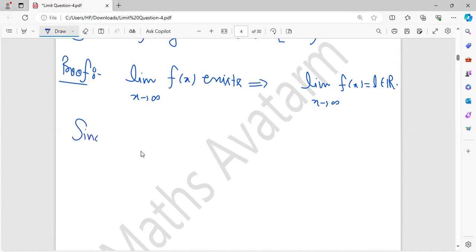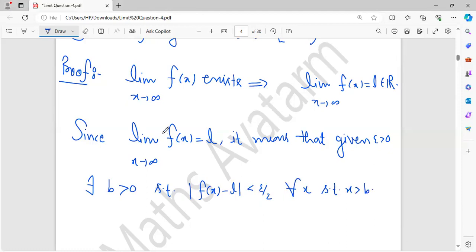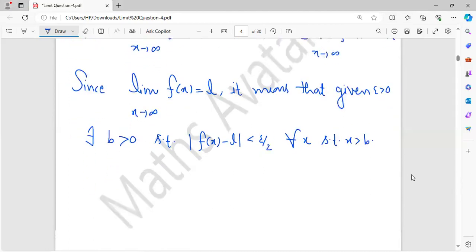Since the limit of f(x) as x tends to infinity is equal to L, it means that given epsilon greater than 0, there exists b greater than 0 such that |f(x) - L| is less than epsilon by 2 for all x such that x is greater than b.